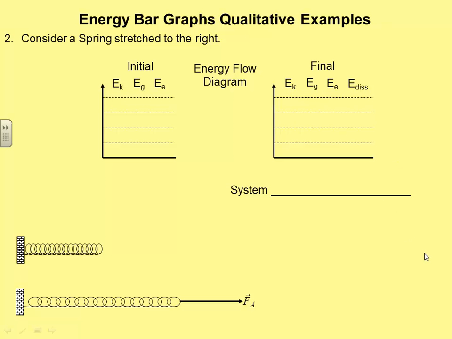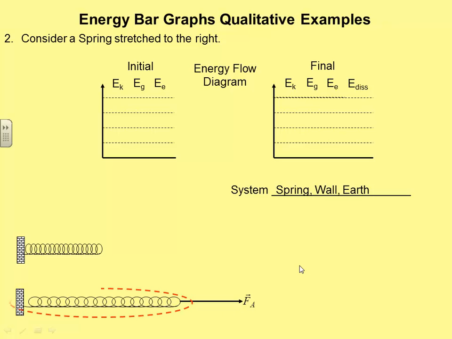Our second example is going to be a little different than ones that we've done in the past. Here we have a spring, and the spring is just sitting there. It's not stretched at all. And then I'm going to pull on the spring and stretch it with an applied force. Okay? So no stretch at all, stretch spring. Our system will be the spring, the wall, and the earth.